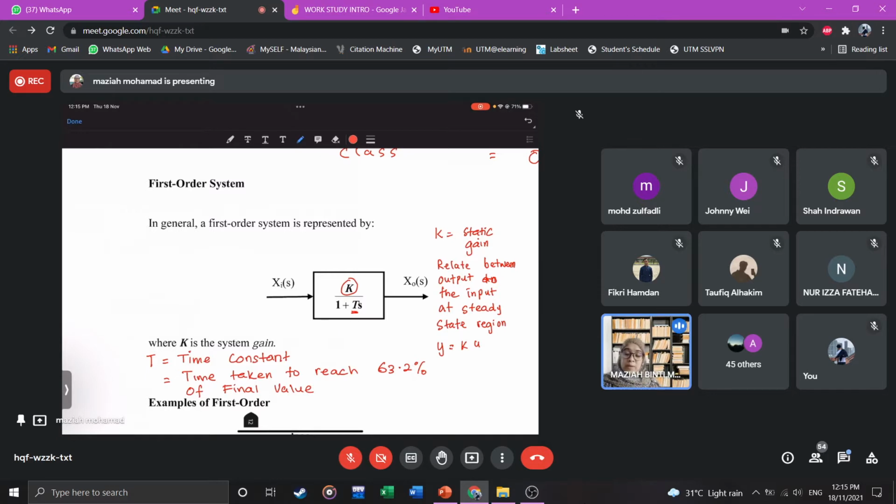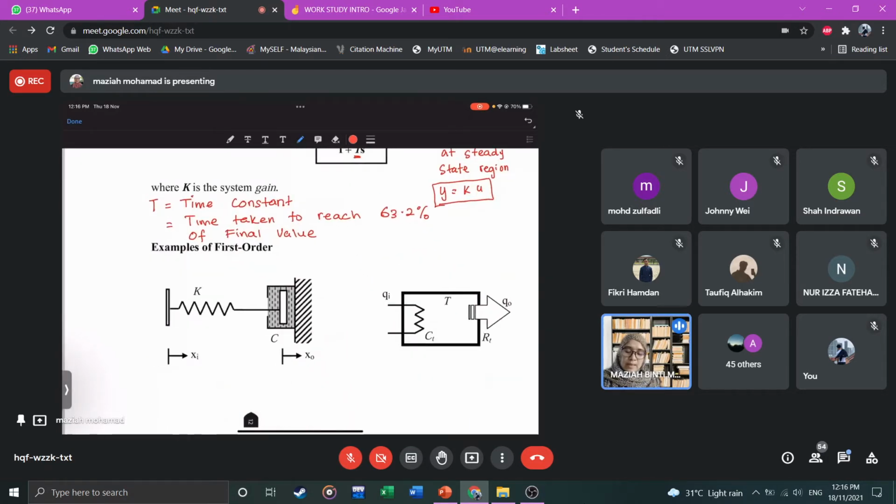Okay, so we can determine the final value based on this equation here. The final value will be the y at steady state. So the time constant is how much time is taken to reach 63.2% of the final value. If the final value is 1, 63.2% is 0.632. Time constant: time taken to reach 63.2% of the final value.